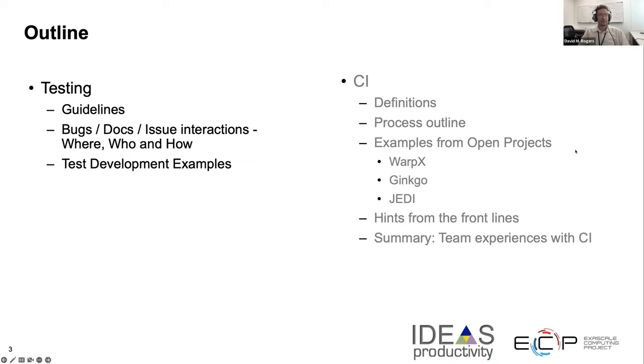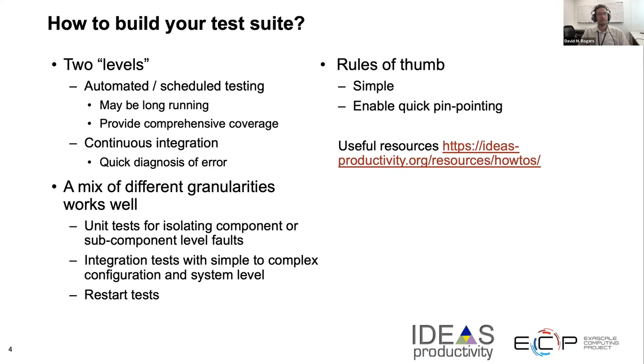On testing, I'll go over some general guidelines and information on how to create a comprehensive set of tests for your code. Then I'll talk a little bit about bugs, documentation, and interactions on issues as the place that you go when your tests fail or when you have issues with upstream software. And then I'll conclude with four different examples of increasingly difficult development of testing for software stacks. And of course, after testing's done, we'll go into CI.